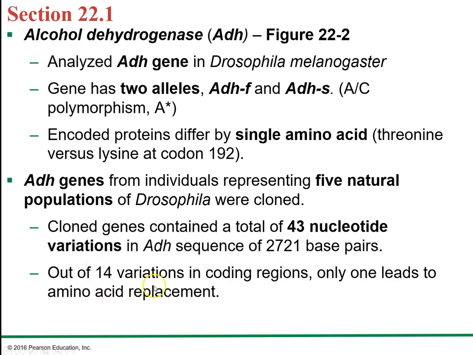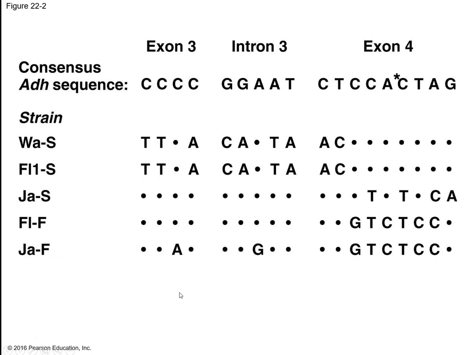Out of those variations that they found in coding regions, only 1 actually led to an amino acid replacement. So again, you can have nucleotide changes that may still code for the same amino acid, right? So if they still code for the same amino acid, the protein's going to be exactly the same, right? However, they did find that 1 will lead to a change in the amino acid, like I mentioned above, right?